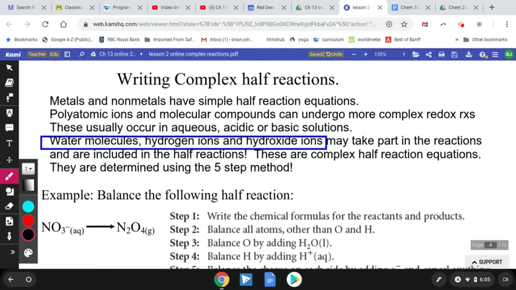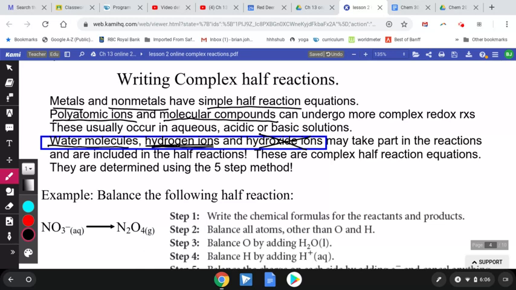Okay, complex half reactions. We just finished simple half reactions that have either a metal or a non-metal, an element or an ion. Complex half reactions have polyatomic ions and molecular compounds. So these are a little more complicated. They've got more than one element in the species, so we have to use additional molecules to help us out. Water and hydrogen ions are the two additional species that we're going to be using. Hydroxide is enrichment, so we're not going to do that one.